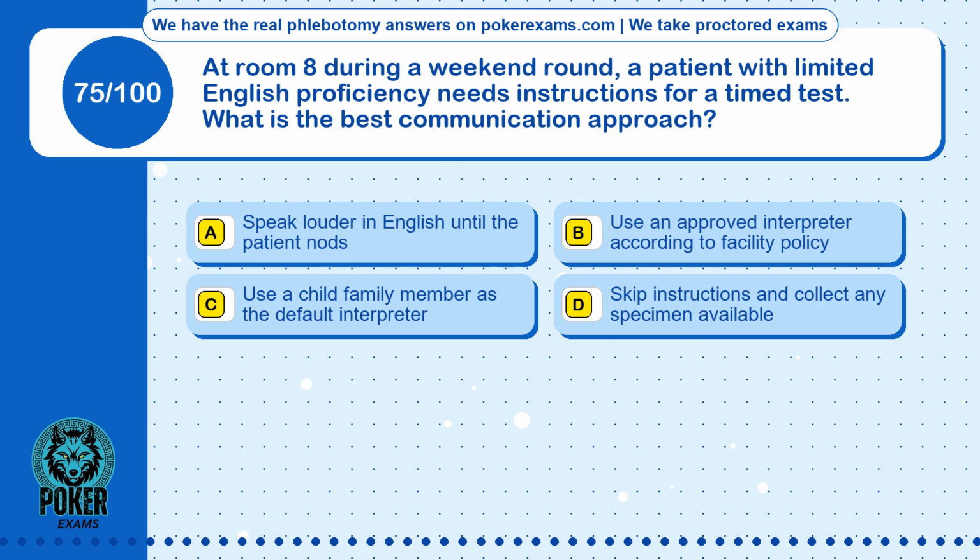Question 75. At room 8 during a weekend round, a patient with limited English proficiency needs instructions for a timed test. What is the best communication approach? Option A, speak louder in English until the patient nods. Option B, use an approved interpreter according to facility policy. Option C, use a child family member as the default interpreter. Option D, skip instructions and collect any specimen available.